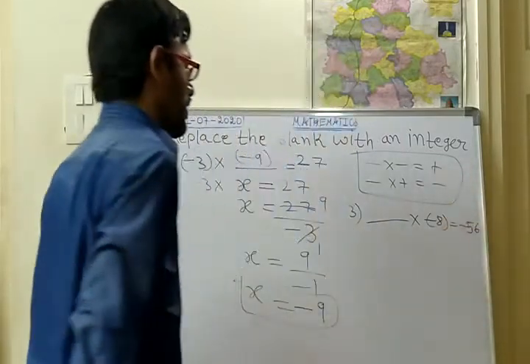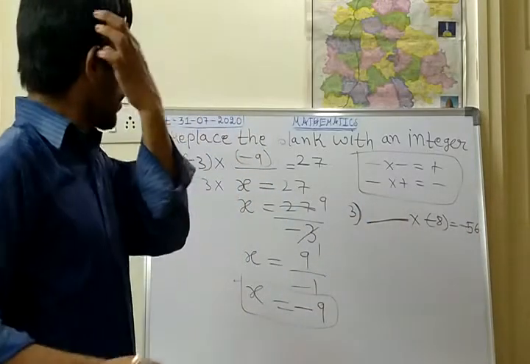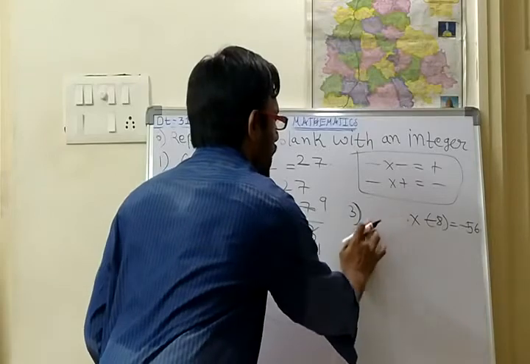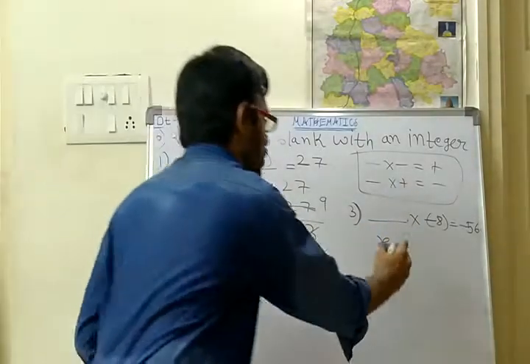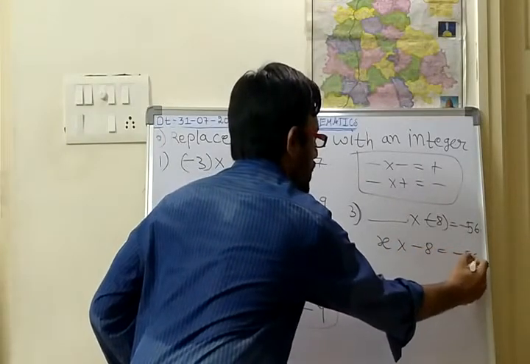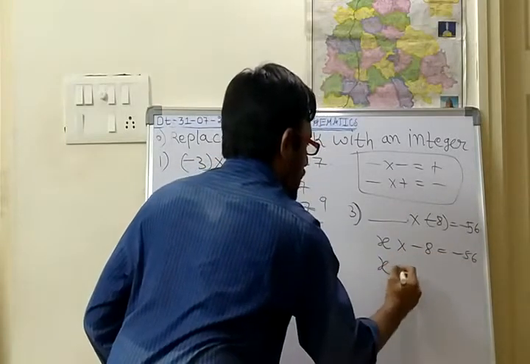Okay. So for this one, what you should do is this: the first one, we don't know. So this blank we don't know, so we have to identify it, assume it as x. So x into minus 8 is equal to minus 56. So this number you should send to that side. So x is equal to minus 56.